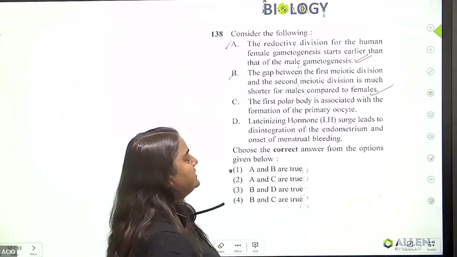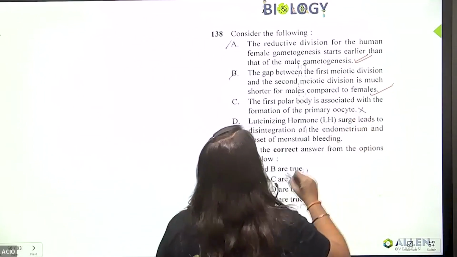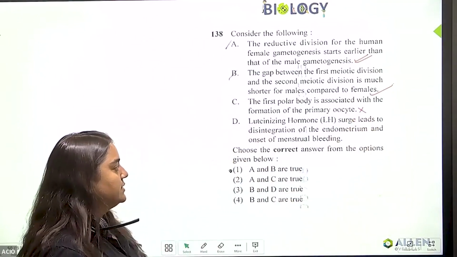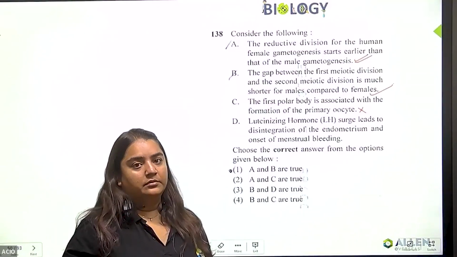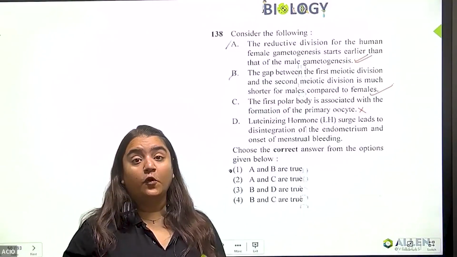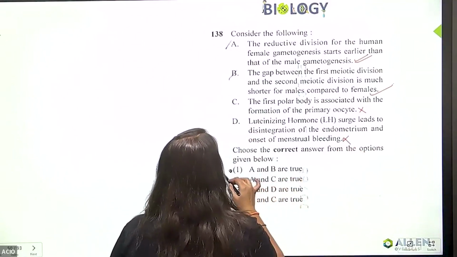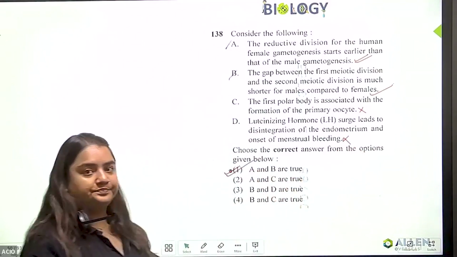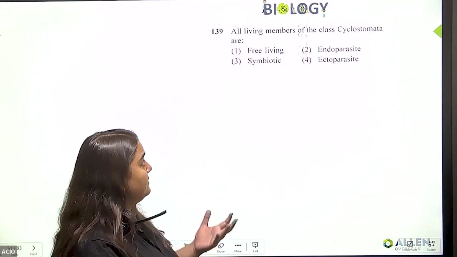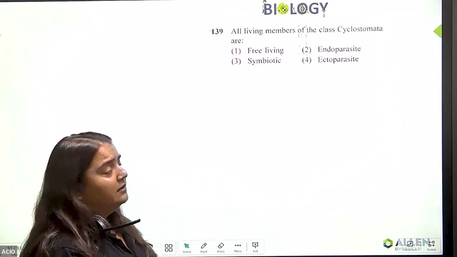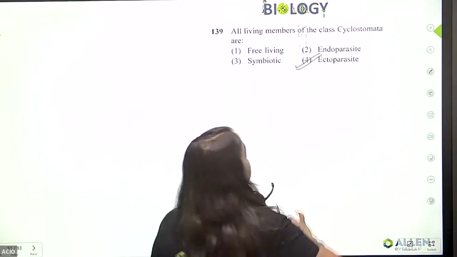Next, the first polar body is associated with primary oocyte. No, it's not associated with primary oocyte. Luteinizing hormone surge leads to disintegration of endometrium and onset of menstrual bleeding. No, luteinizing hormone is responsible for ovulation, rupturing of the Graafian follicle. So only A and B are true. Next, all living members of the cyclostomata are ectoparasites.